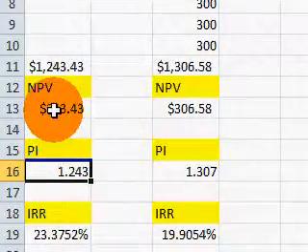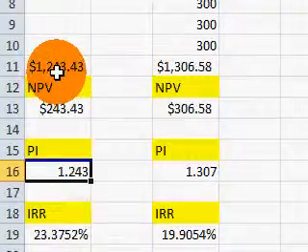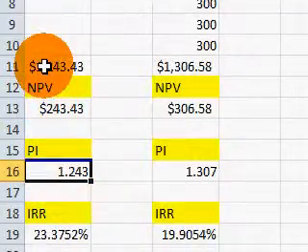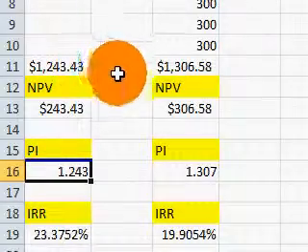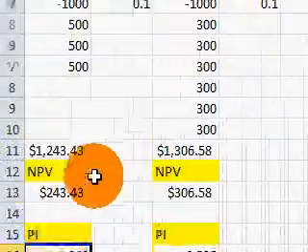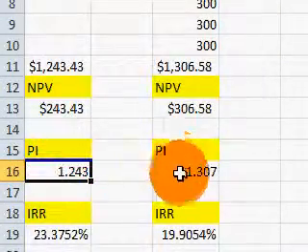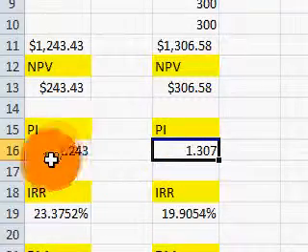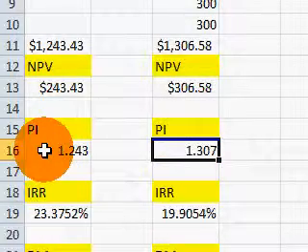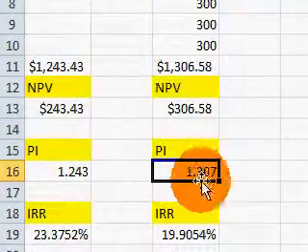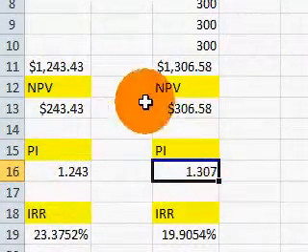Profitability index, if we look at this, I take, in this case, the present value of the cash flows. So I'm saying right here equals A11. Here was the present value of the cash flows divided by the initial cost of 1,000. That gives me 1.243. Same thing was done over here. Got 1.307. As long as the profitability index is greater than 1, we'd accept the project. In this case, again, project B, if it's mutually exclusive, we choose this project.